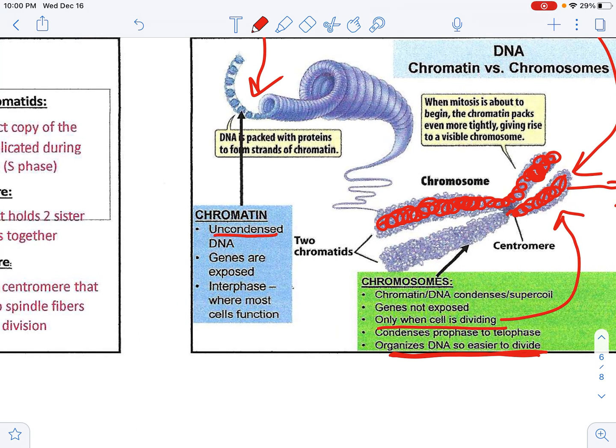Chromatin over here, we sometimes call uncondensed. It's like an unwound sweater, but the genes are exposed. This is where most cells function. Most cells that are just doing their job, their DNA is unwound like this, where you can get in and read the DNA that's in there, the genes.